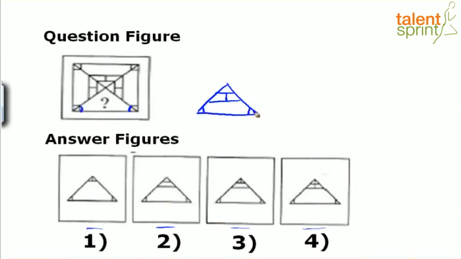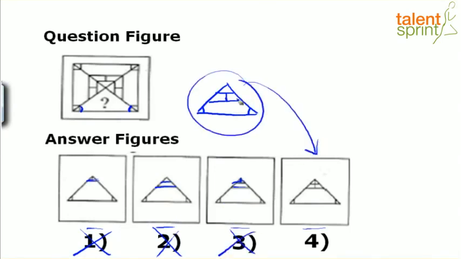Okay, so which option satisfies this one? See, if you observe option 1, it has got only one horizontal line. We are looking for two horizontal lines. So option 1 is eliminated. Option 2 has got two horizontal lines, as you can see here, but the vertical line is missing. So option 2 is eliminated. Option 3 has got both the horizontal lines as well as the vertical line, but the vertical line is not in between the two horizontal lines. So even that gets eliminated. Clearly, you can see that what we have drawn here as the missing part is in option 4. So option 4 has to be the correct answer.